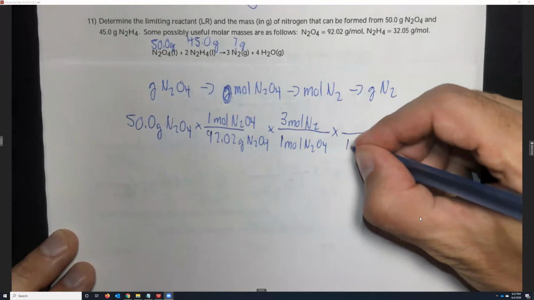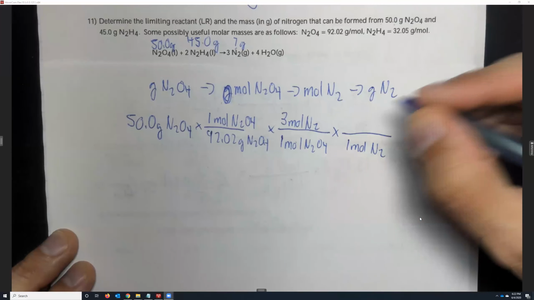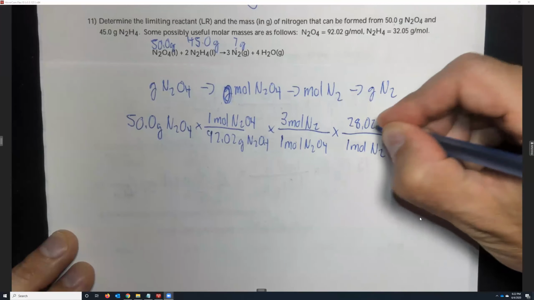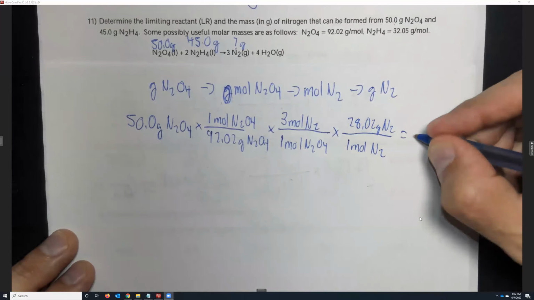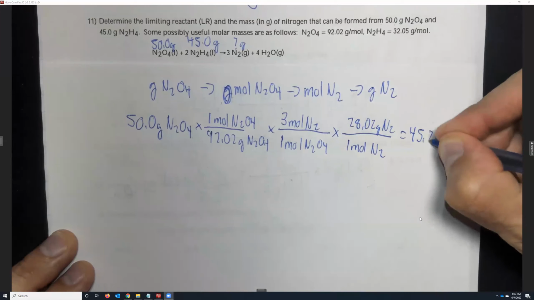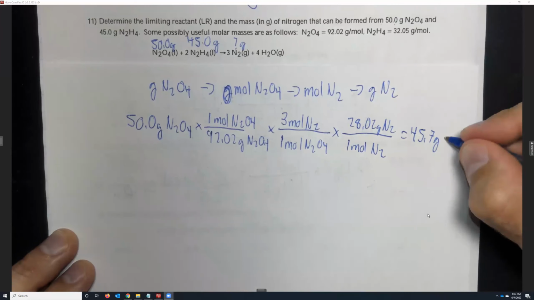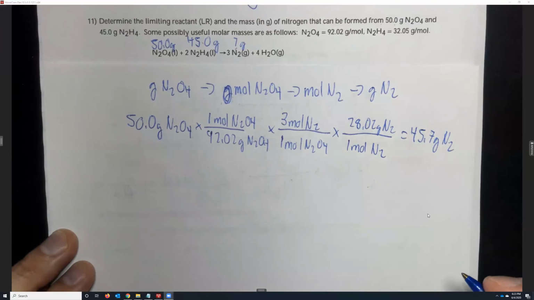So I want to put the 1 mole of nitrogen on the bottom and the 28.02 grams of nitrogen on the top. Because it's N2, you have to double it, just like if it was O2 or H2 or any of the other diatomics. And when I do that, I get 45.7 grams of nitrogen that is formed.